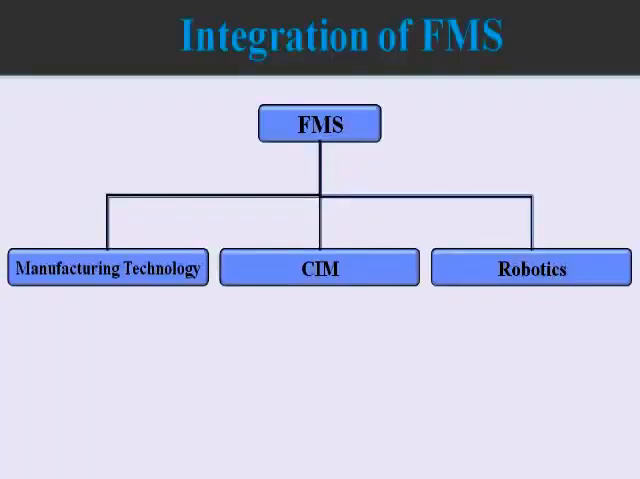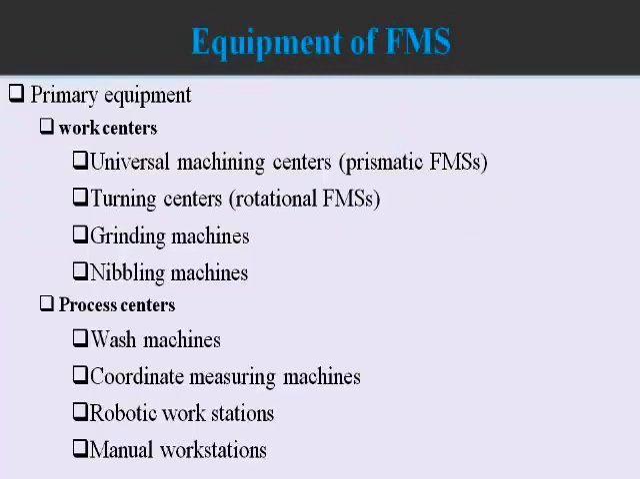The equipment can be classified as primary equipment and secondary equipment. Primary equipment includes work centers. What are the work centers? Like universal machining centers, horizontal machining centers or vertical machining centers. And in certain machining centers, both these facilities are available, both horizontal as well. And universal machining centers and turning centers, grinding machines, CNC grinding machines, CNC nibbling machines, and processing centers like CNC washing machines, computer numerical control coordinate measuring machines, CMMs, robotic workstations, and certain manual workstations.